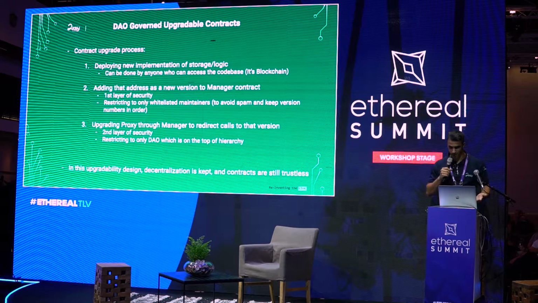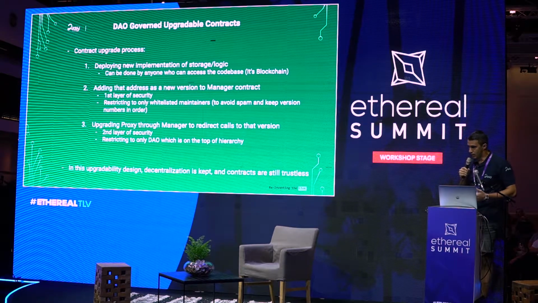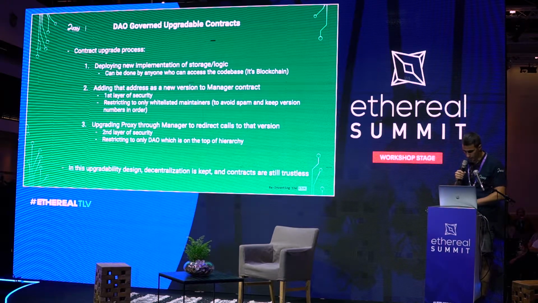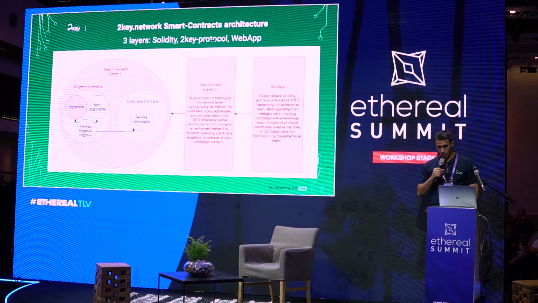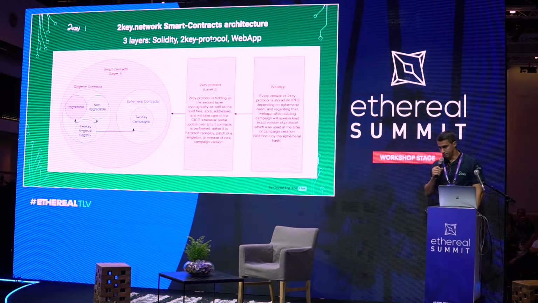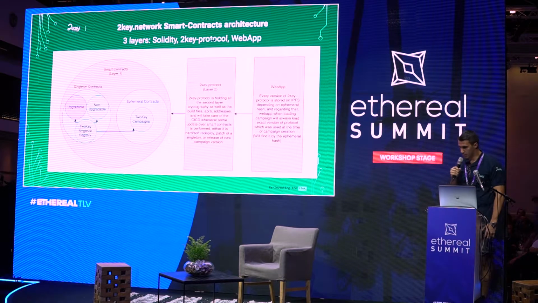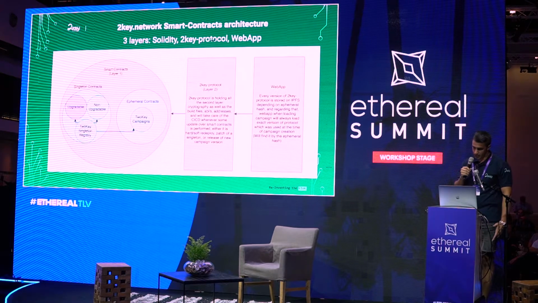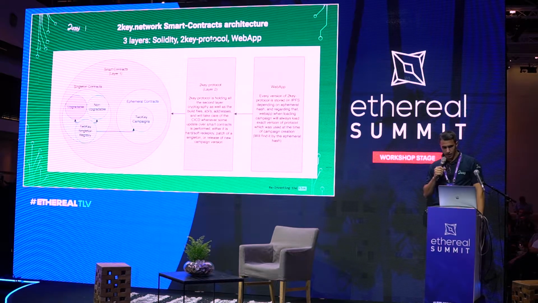And the second layer of security is applied there, where it can be done only by the DAO, or decentralized autonomous organization, which is by design keeping a bit of decentralization and keeping the contracts trustless. Moving forward, we'll cover that we succeeded in applying this pattern to really big software, and it consists of 3 layers. The first layer is the smart contracts, of course.